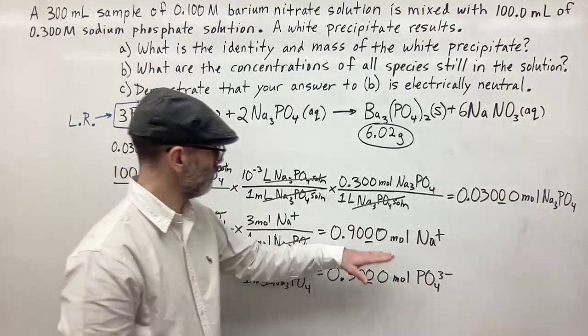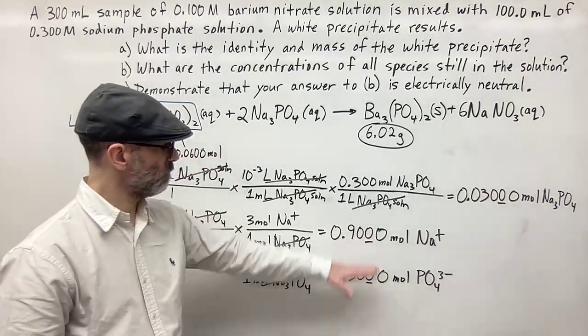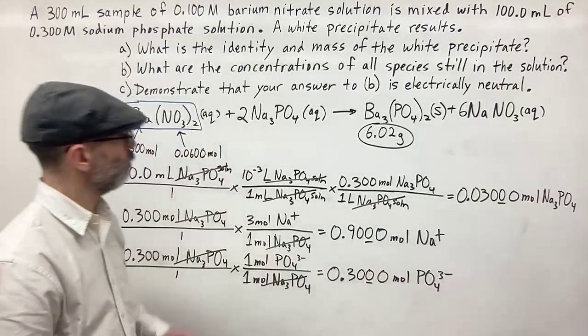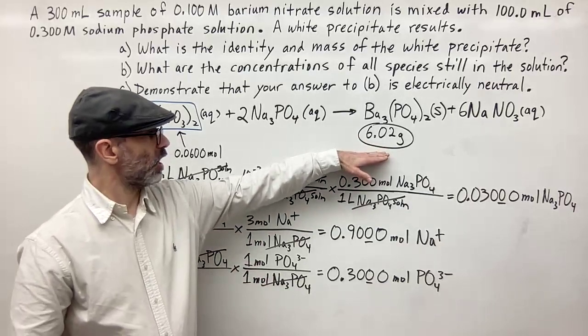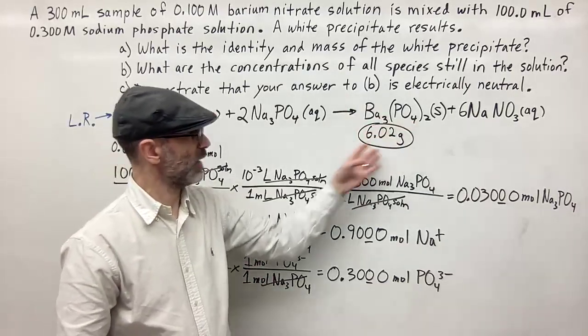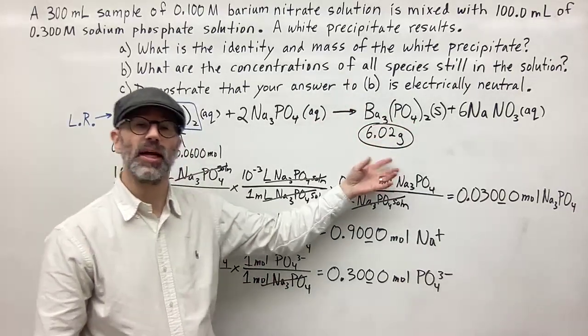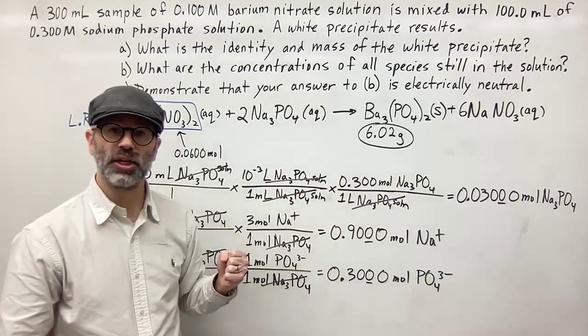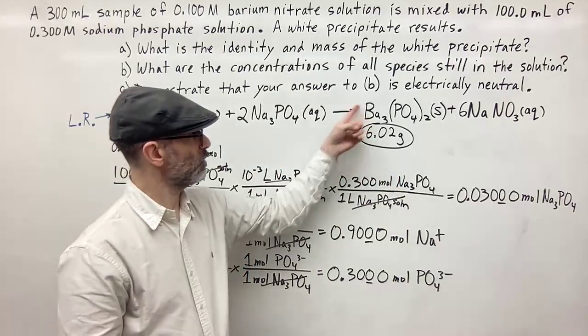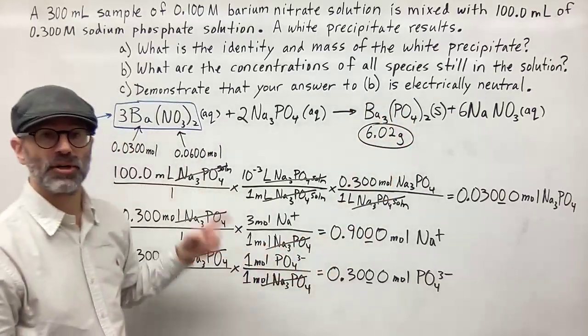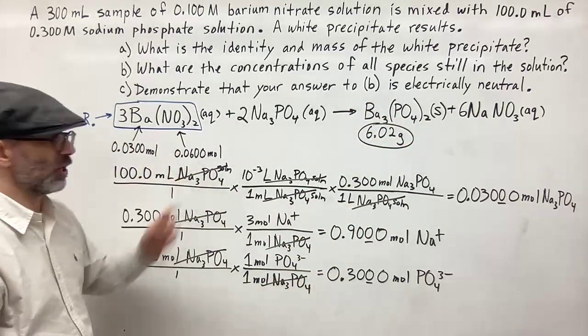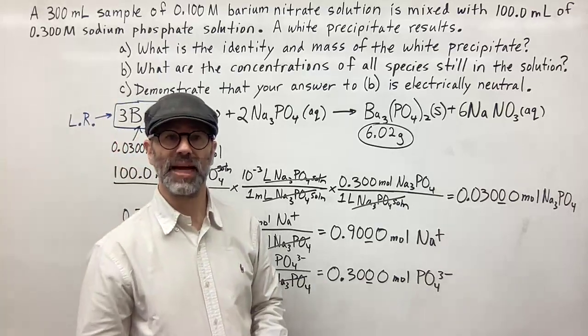Okay, so now I have the moles of the sodium, moles of the phosphate. So now our next thing is to figure out the moles of the barium and the phosphate that ended up in our precipitate, because those are no longer in solution. So we'll need to figure out the moles of these two and then subtract those from the numbers that we got here and here. So that would be the next thing to do.